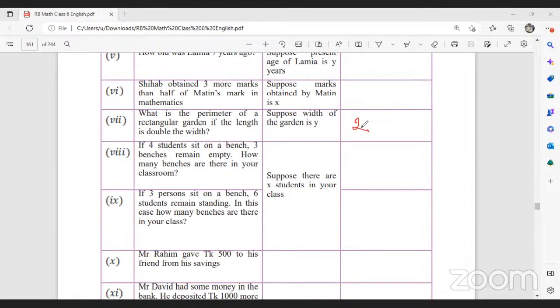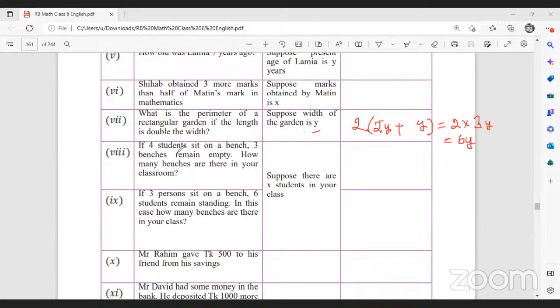If you are asked what is the perimeter of a rectangular garden if the length is double the width? So what is the length? The width is declared as y, right? So we can declare the length as 2y, right? Now 2y plus y, meaning 2 monkeys plus 1 monkey. How many monkeys? 3 monkeys, right? Now double of 3 monkeys is 6 monkeys, right?